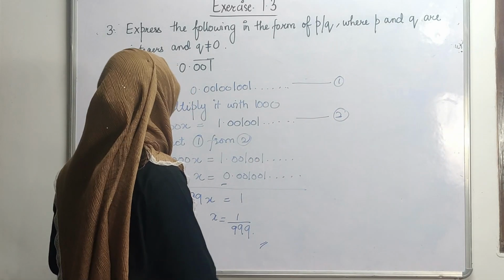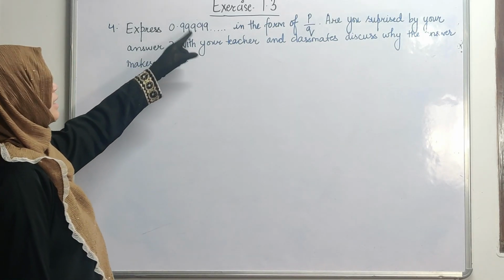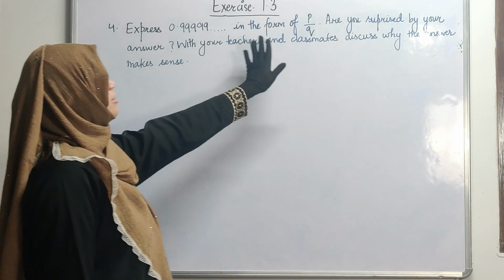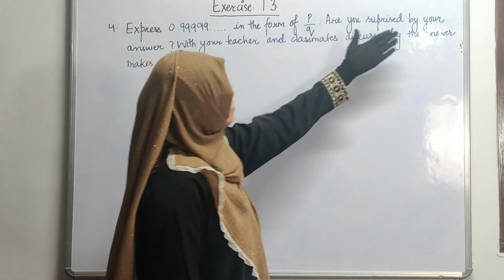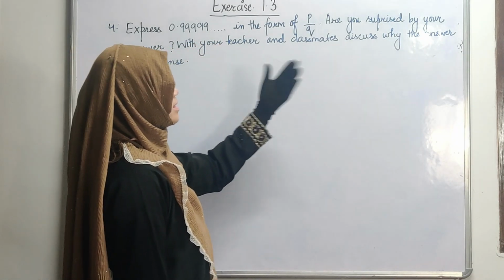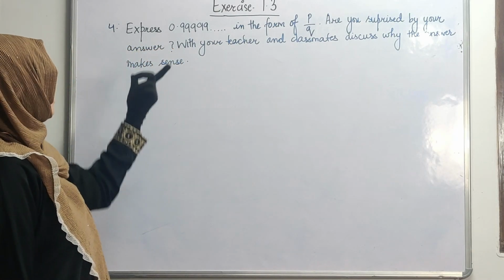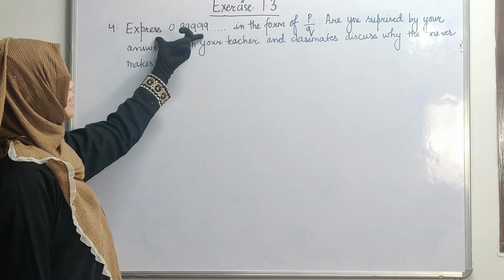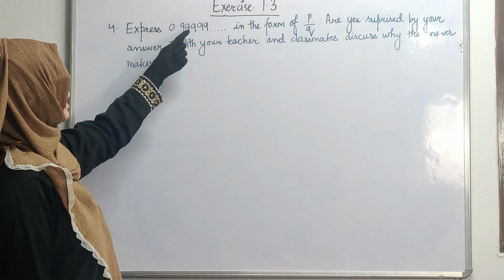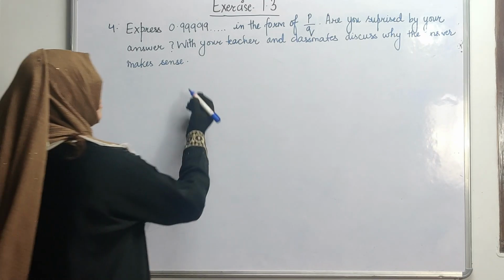Moving on to question number 4. What is question number 4? Express 0.999 and so on in the form of P upon Q. Are you surprised by your answer? With your teacher and classmates, discuss why the answer makes sense. Simply look at the first line. Express 0.99999 and so on. It means, what is this?